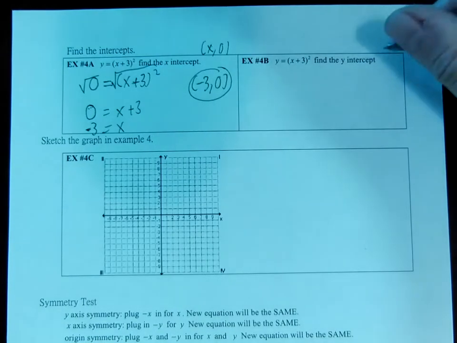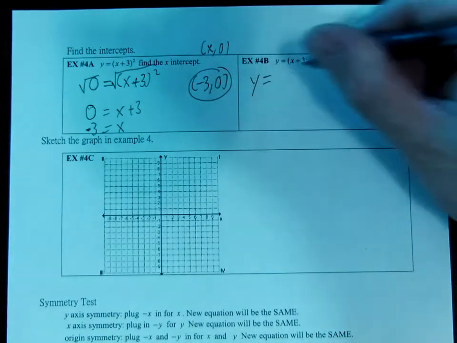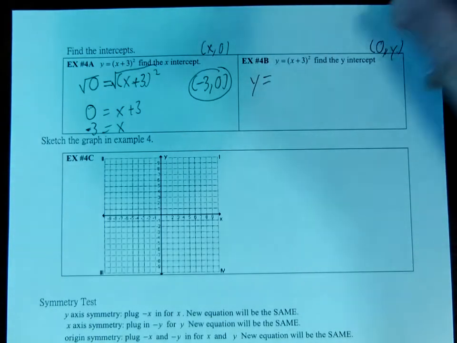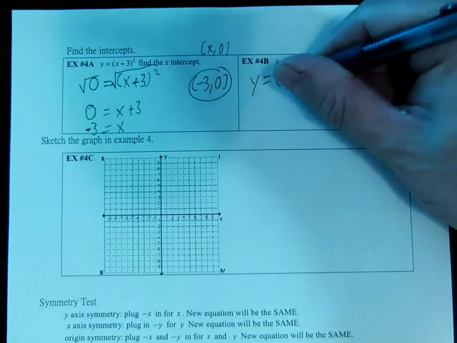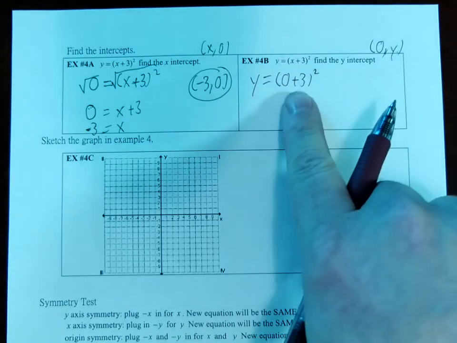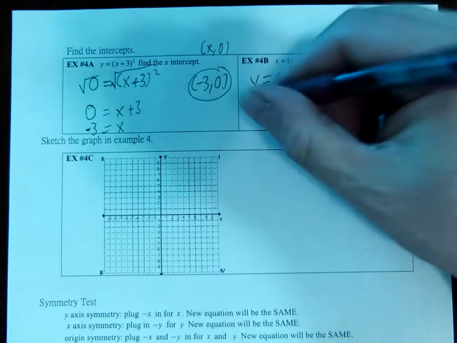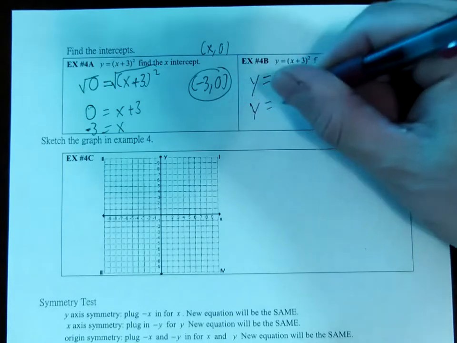Well, this we're going to have of the form 0, comma y. So here I'm going to have y is equal to y, and then x is going to be replaced by the 0. 0 plus 3 quantity squared. Now again, this is going to be done inside first from order of operations. So y is equal to 3, the quantity 3 squared.